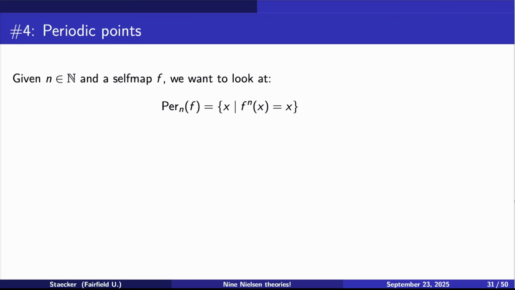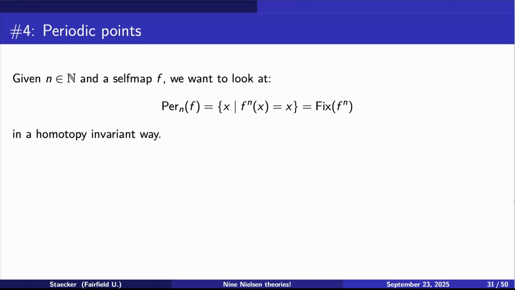The question here is given some natural number n, can we look at the set of periodic points like this? All right, these are the n periodic points. There is a simple approach, which turns out to be a bad idea. The correct approach is much more complicated than it seems at first. The simple approach is you just look at this and you say, oh, this is just the fixed points of f to the n. And so we just do Nielsen theory, but use f to the n instead of f, all right?